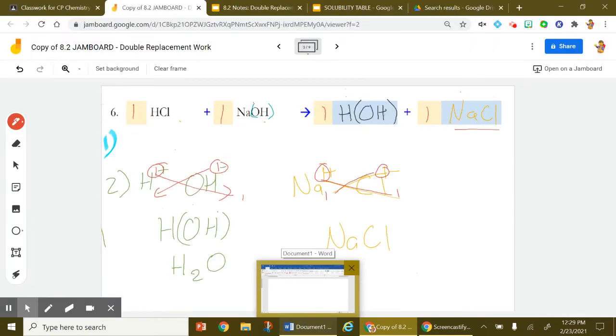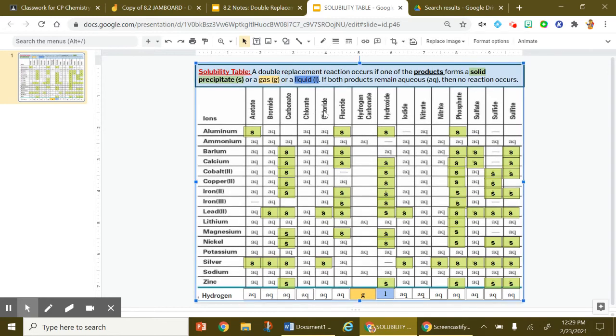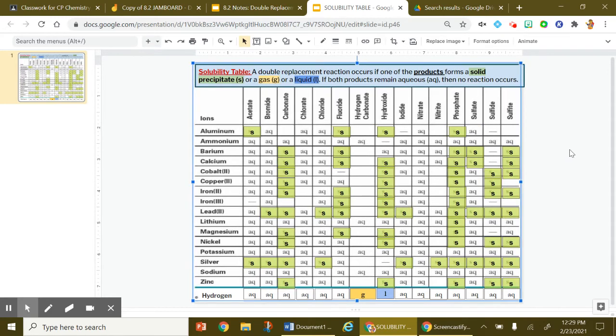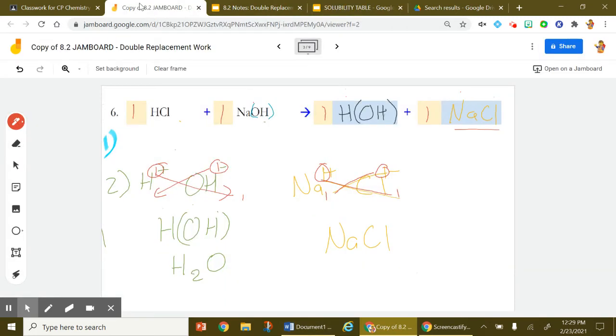So I go to the solubility table, all right? Sodium chloride, sodium and chloride. So we see sodium chloride is aqueous. It will not form a solid, liquid, or gas. So this will not cause the reaction to go forward. But that's okay. We get one more shot.